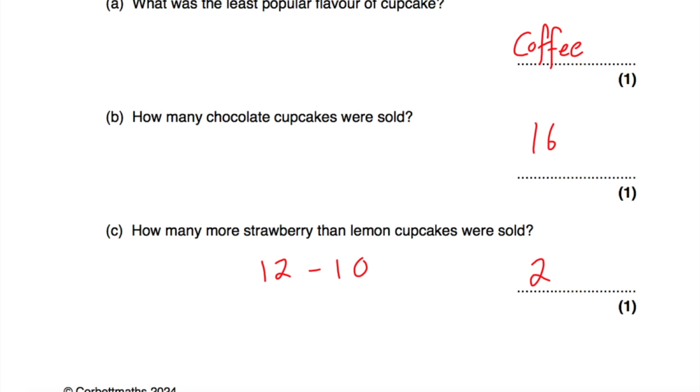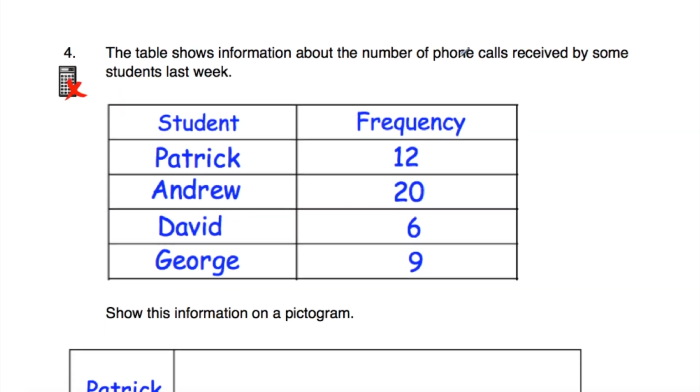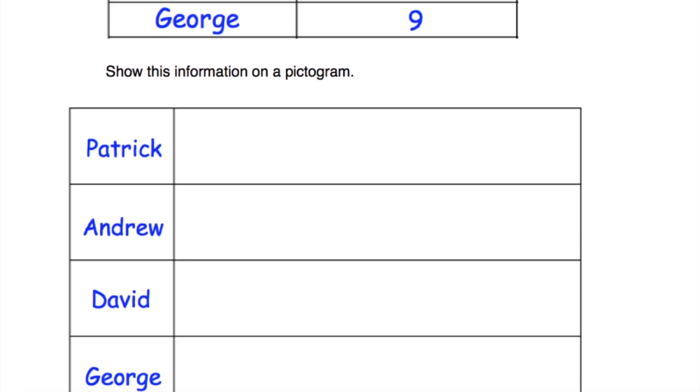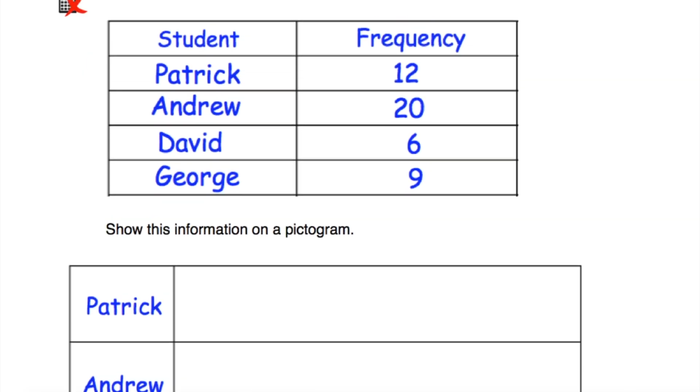Okay, let's have a look at our next question, question number 4. So question number 4 says the table shows information about the number of phone calls received by some students last week. So we've got Patrick, Andrew, David and George, and we've got the frequencies 12, 20, 6 and 9. And we've been asked to show this information on a pictogram. So as you can see, here's the pictogram. We've got each of the people, Patrick, Andrew, David and George, and we've got a key. So if we have a look at this, we've got 12, 20, 6 and 9.